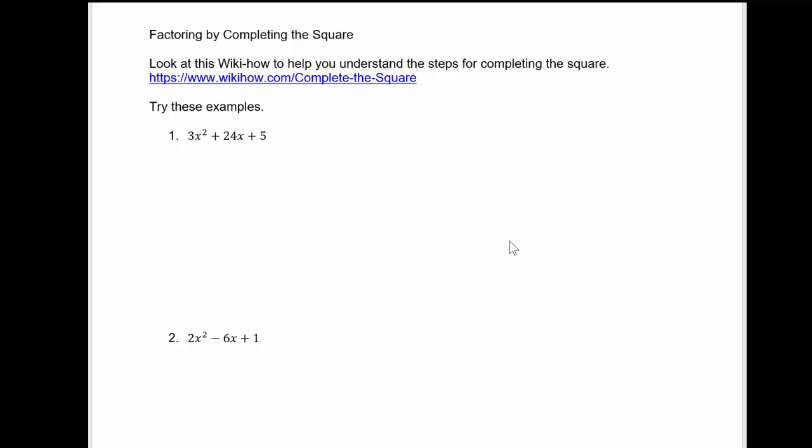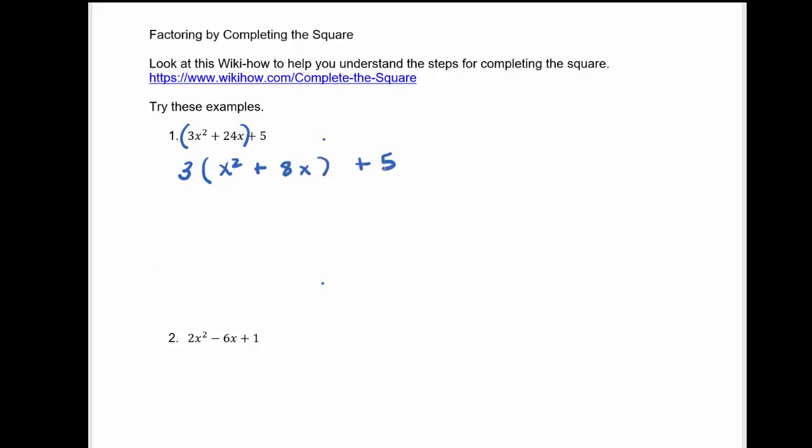The very first example is 3x squared plus 24x plus 5. And we mark off the first 2 terms. Do not take out a variable, you really want to focus on just getting rid of the first term. So we're going to factor out a 3 here. That leaves me with x squared plus 24 divided by 3 is 8x, and then we have our plus 5 on the outside.